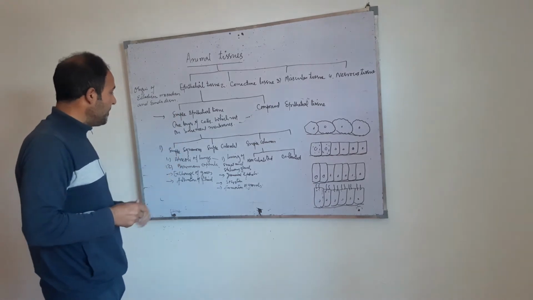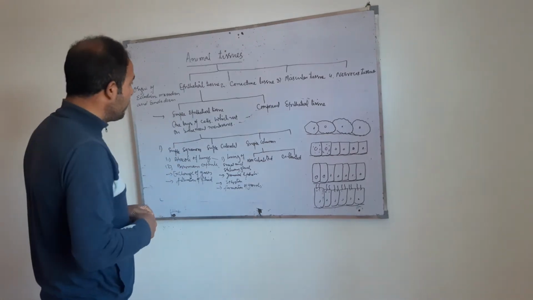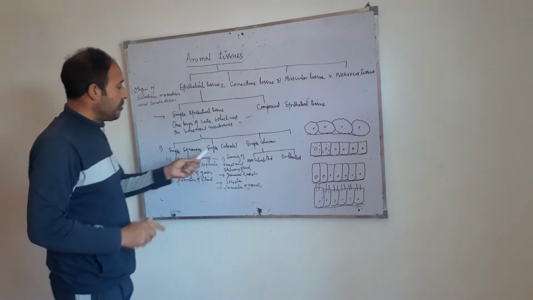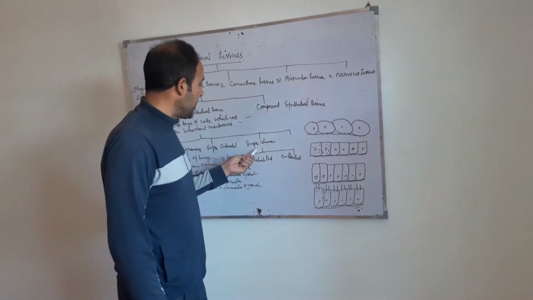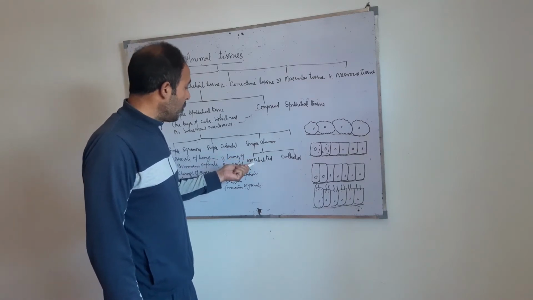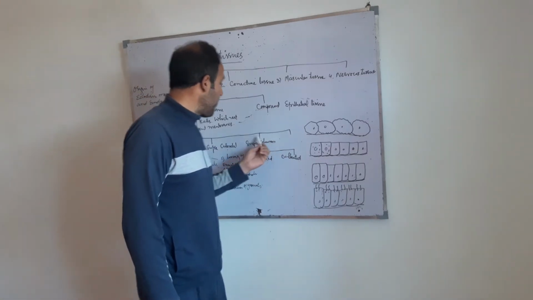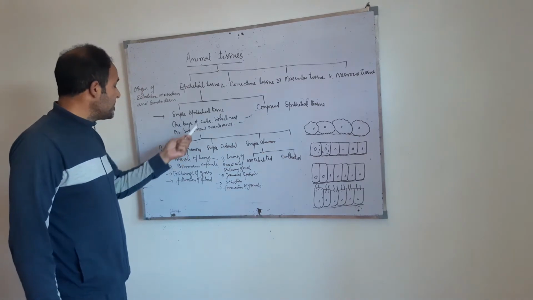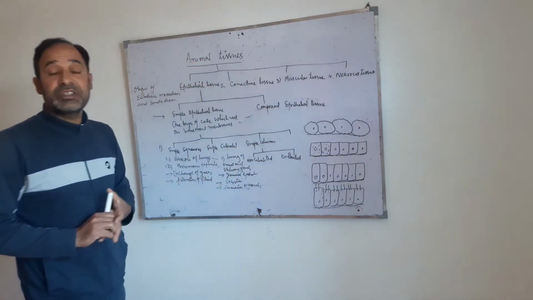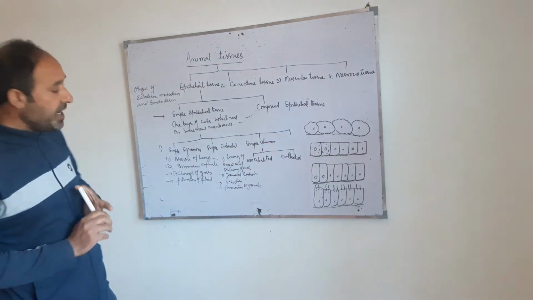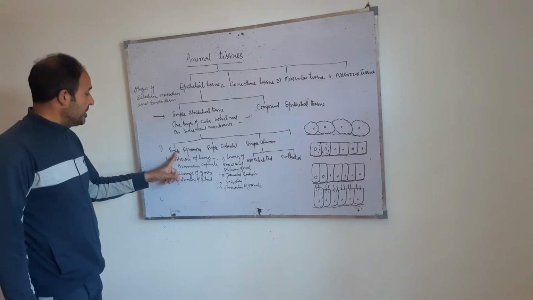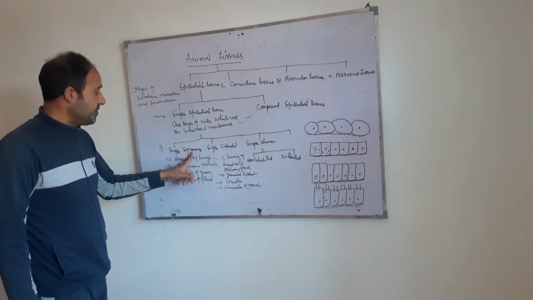Now the simple epithelial tissue is further divided into simple squamous, simple cuboidal, and simple columnar, and simple columnar is further divided into non-ciliated and ciliated. The simple epithelial tissue has another type called pseudostratified epithelium. Now let's see simple squamous epithelium first.